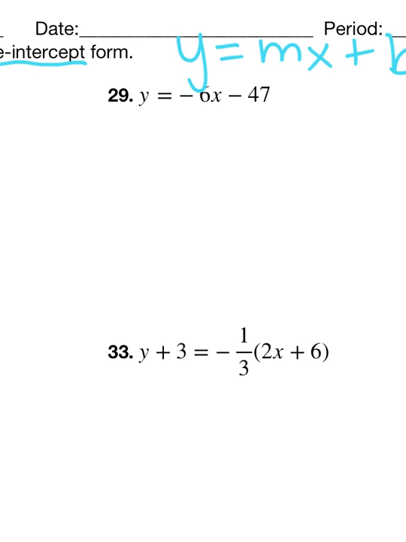That one is already in slope-intercept form. So that's just something that I want you to be able to recognize, what form equations are already in. So that one's done.